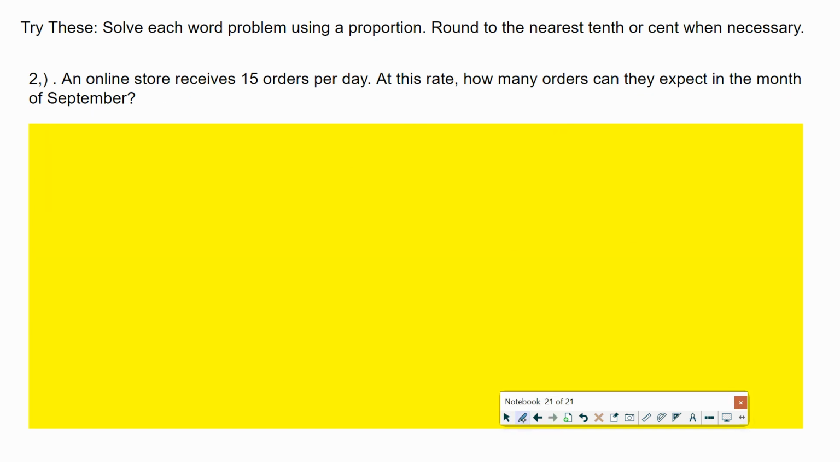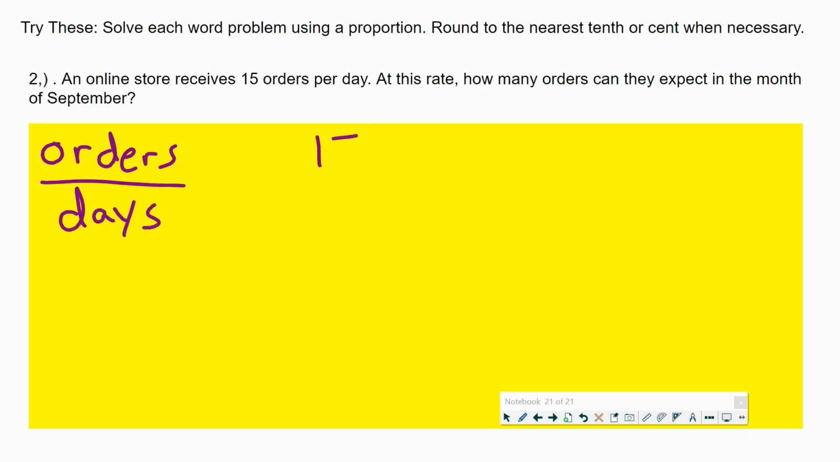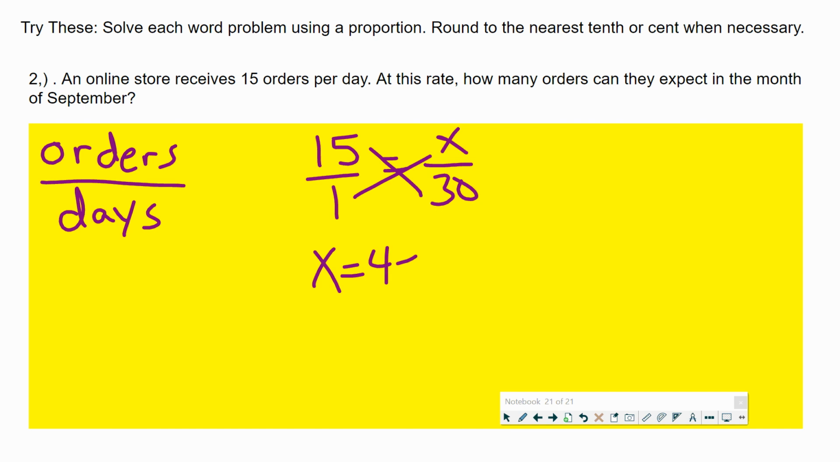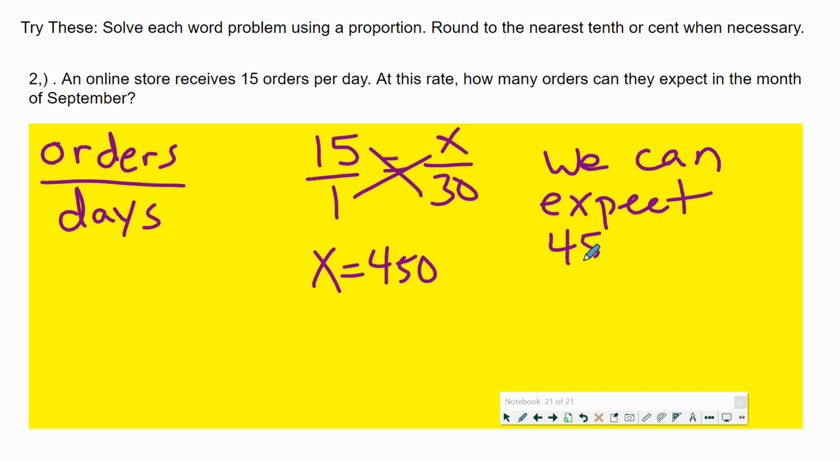All right, so this next one, an online store receives 15 orders per day. At this rate, how many orders can they expect in the month of September? So our ratio is orders per days. So 15 orders per day means I'm doing 15, there's only 1 day in that, equals, I want to know how many in the month of September. September has 30 days, so I'm going to do x over 30. I cross multiply, I get x equals 450. So we can expect 450 orders.